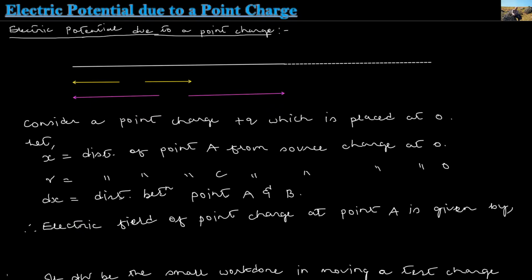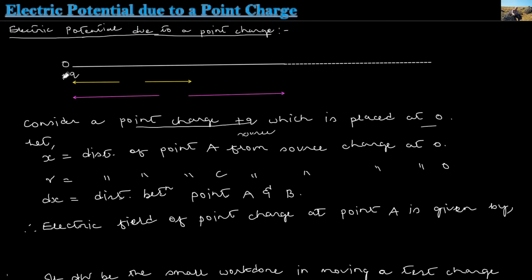So over here, suppose at point O, let us place a point charge plus Q. Let me assume that this point is point O, and at point O we will place this charge, which is plus Q. This charge is what is known as the source charge.